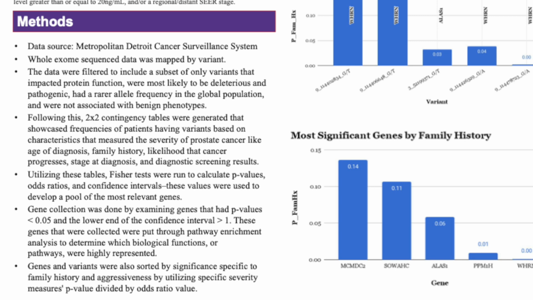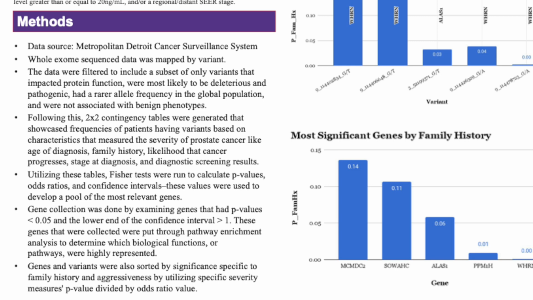Following this, we took these relevant variants and created contingency tables that showcased frequencies of patients as well as certain variant characteristics that measured severity of prostate cancer, like family history or likelihood that the cancer progresses. We used these tables to do Fisher tests. Fisher tests were run and we calculated p-values, confidence intervals, odds ratios. And then these values were used to develop a pool of the most relevant genes.